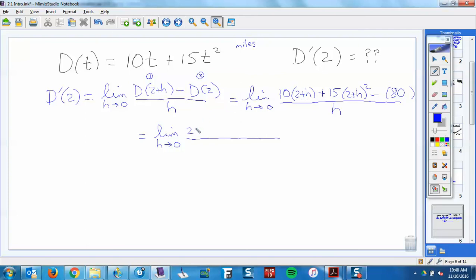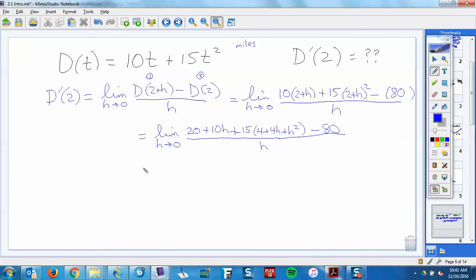So that's going to be 20 plus 10h plus, now we got to be careful here. I got to FOIL this first. So this would be 15 parenthesis, and then I got to FOIL that. What do you get when you FOIL that? You can't just square those. That'd be 4 plus 4h plus h squared. Now, if you want to go off to the side and have done that ahead of time, you could have, and then minus 80, and then down here I still have my h.